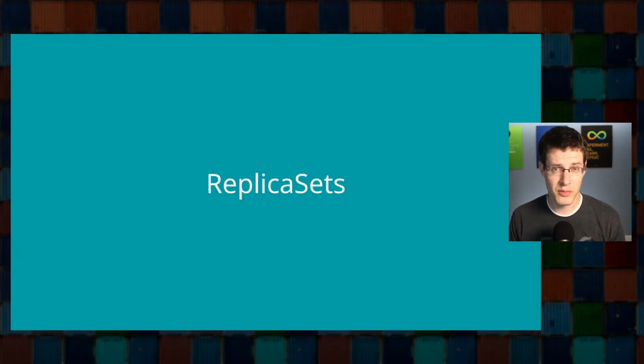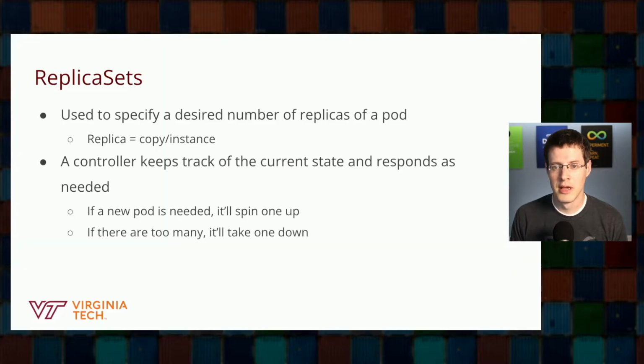Okay, so the first one that we're going to talk about is replica sets. Replica sets allow us to define a desired number of replicas for a pod, and by replica, I mean how many instances of the pod. This would be incredibly helpful for applications that may get a lot of requests, or where I want to run highly available. I may want to say I always want 2 instances of this app running. And so replica sets let me do that.